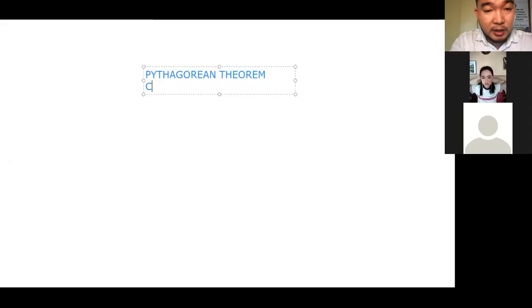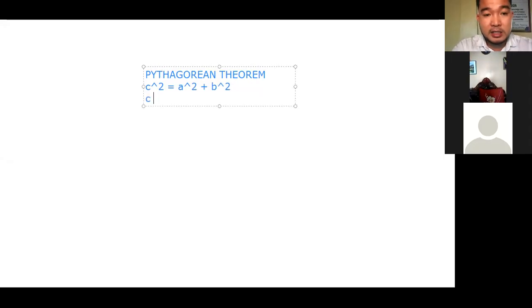But we do not have power here. So we have c squared equals a squared. So we use a small letter with the Pythagorean. So c squared is equal to a squared plus b squared. So this is the Pythagorean theorem. C squared equals a squared plus b squared, where c is the hypotenuse. When we say hypotenuse, this is the longest side of the triangle.